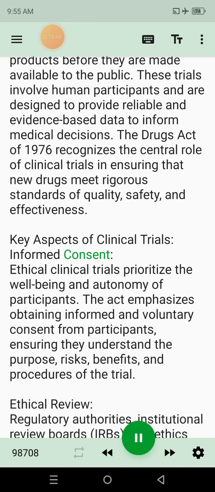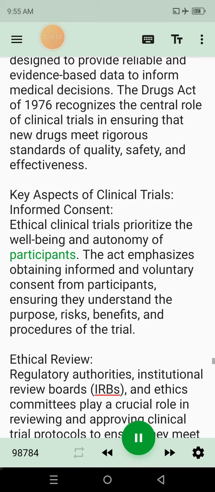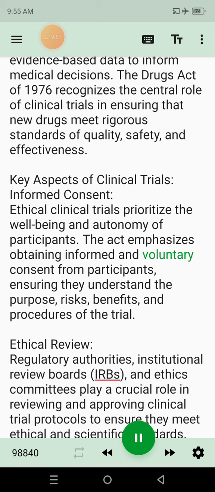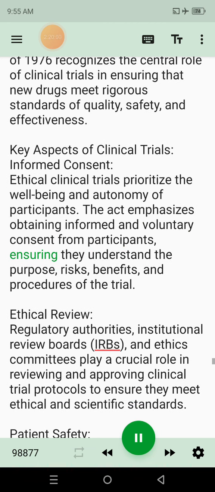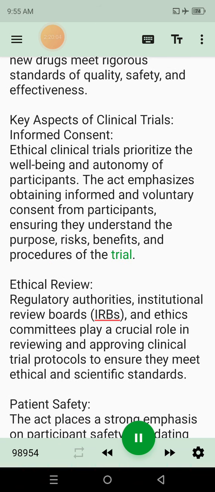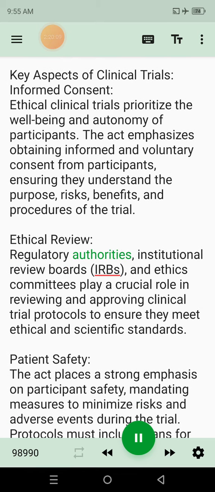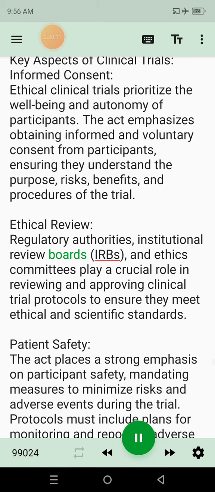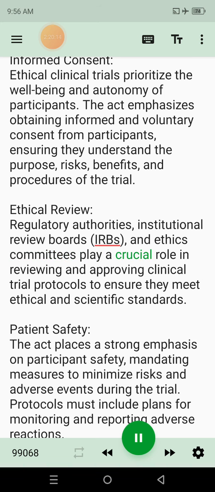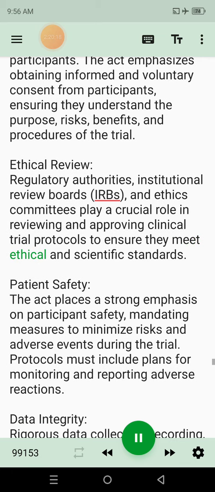Informed consent. Ethical clinical trials prioritize the well-being and autonomy of participants. The Act emphasizes obtaining informed and voluntary consent from participants, ensuring they understand the purpose, risks, benefits, and procedures of the trial. Ethical review. Regulatory authorities, institutional review boards (IRBs), and ethics committees play a crucial role in reviewing and approving clinical trial protocols to ensure they meet ethical and scientific standards.